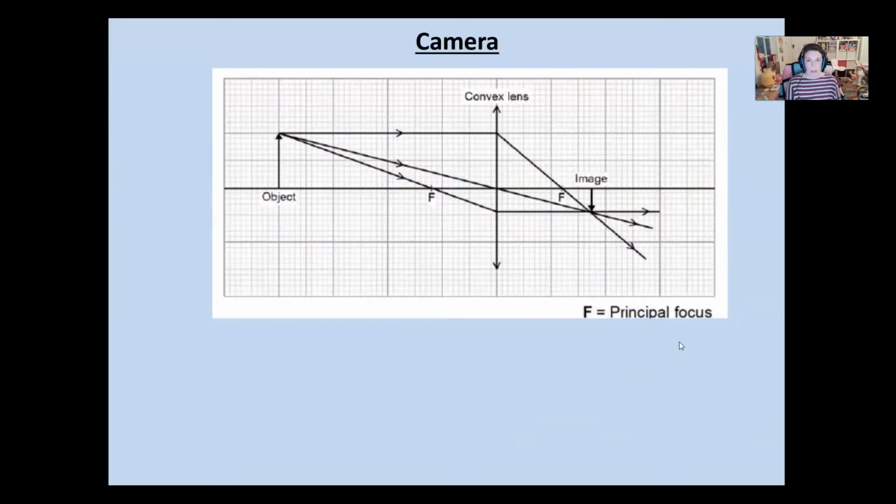Let's have a look at another example. So this is how a camera works. We just work it the same way. So the black lines won't be here, apart from you would have your object line here, and you will have your lens here. So parallel line, so this line will go through the focal point here on this side. A line that goes through the centre of the lens does not refract.